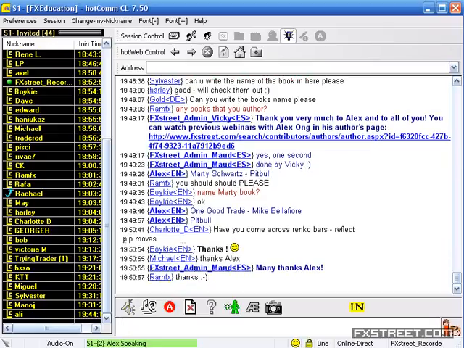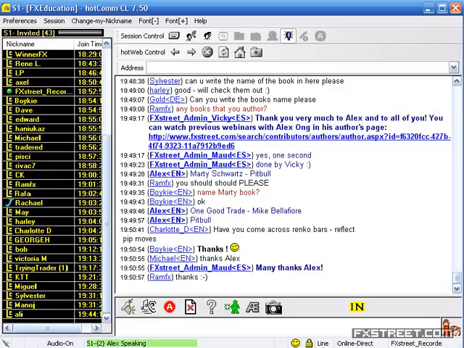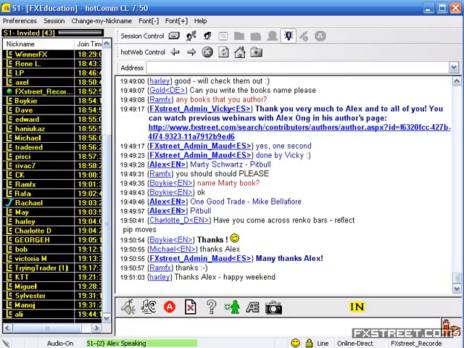How do Renko bars reflect pip moves? I'm not sure what that means, Charlotte, but if you drop me an email, Charlotte, we can talk about that in any case.